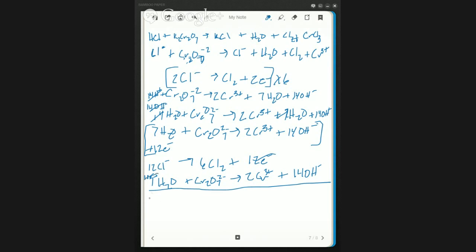Everything is going to go just as it is. So 12 Cl minus plus 7 water plus our dichromate, which is going to yield our 6 chlorine plus 2 chromium 3 plus 14 hydroxides.